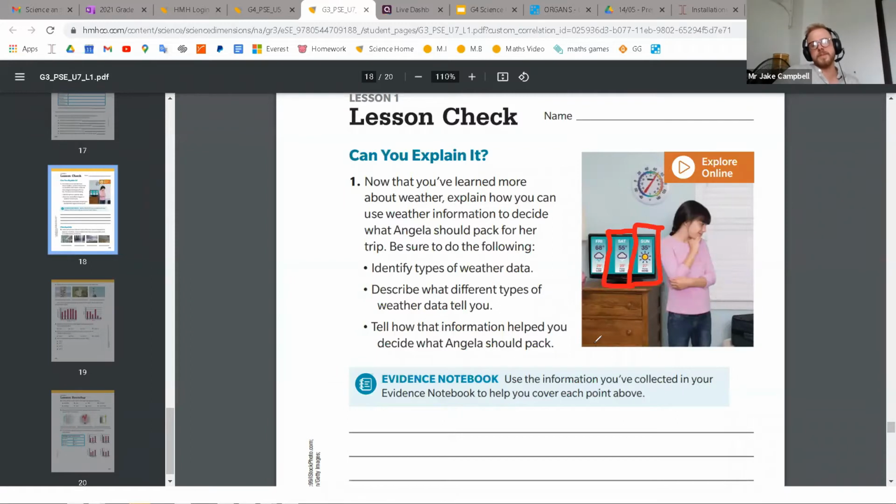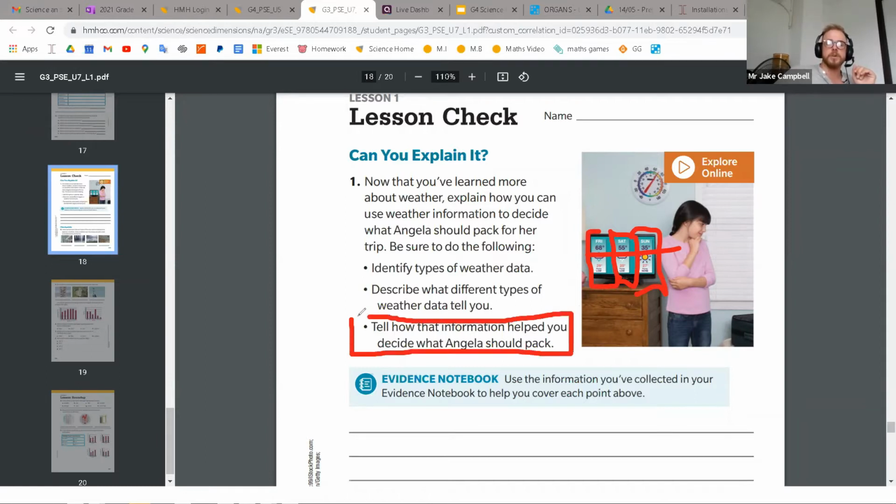So describe what the different types of weather data tell you. Well, we could see that it's going to be rainy, snowy, and sunny over the weekend. Okay, and we know the temperatures. So that is the description of the different types of data. And the last part is tell how that information helped you to decide what Angela should pack. So you are then going to write what Angela should pack based on the weather. Now, hands up, who did this question?